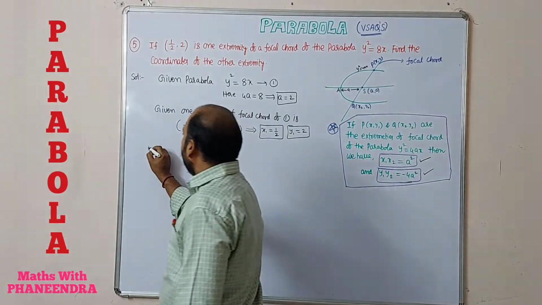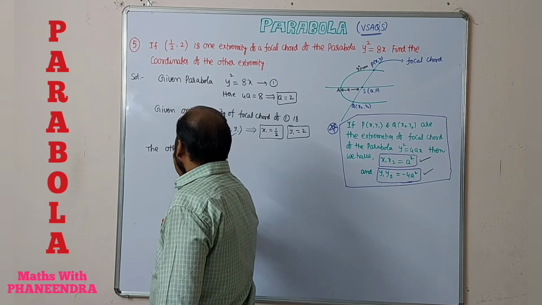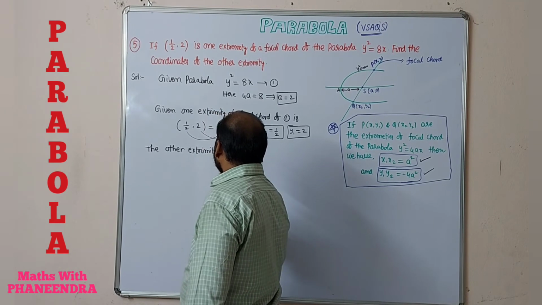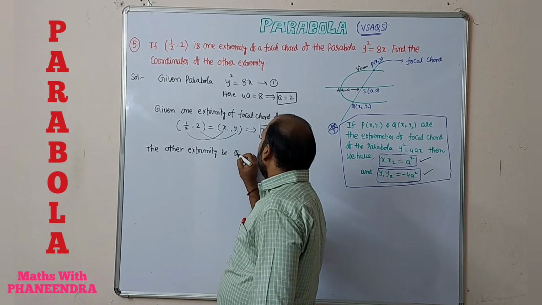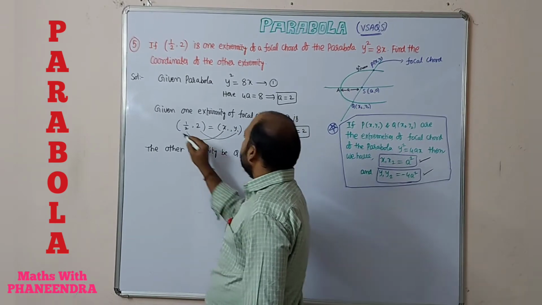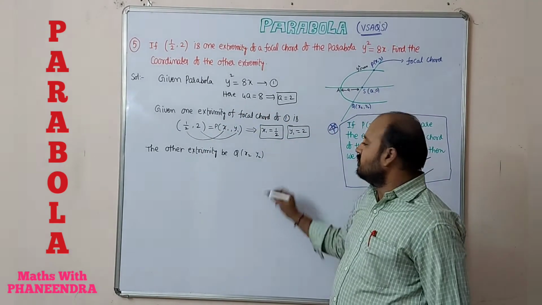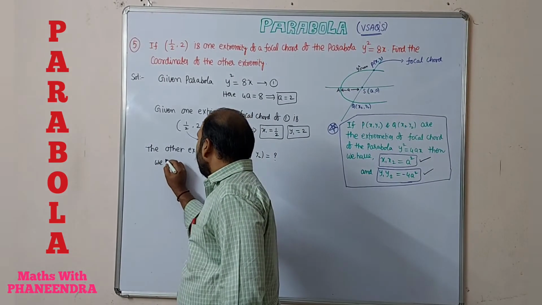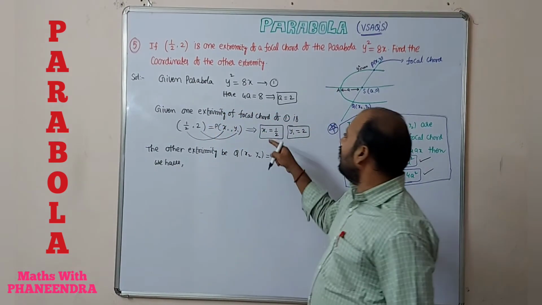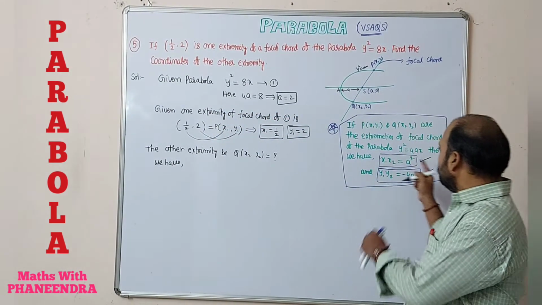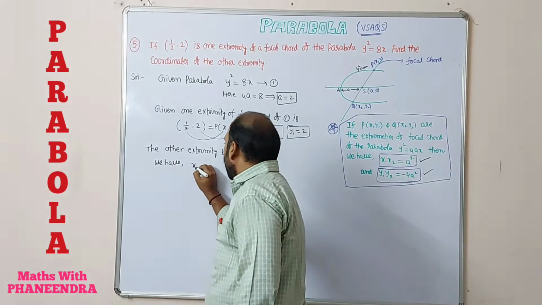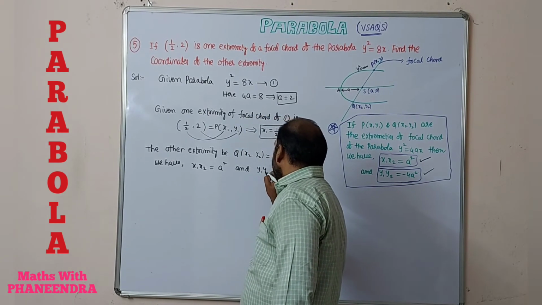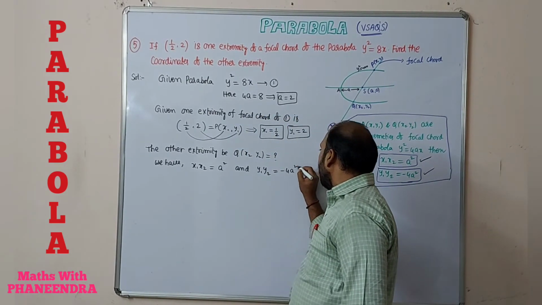Let the other extremity be Q(x2, y2). Obviously this is P(x1, y1). So this result is the question mark. We are going to find it. Whenever the focal chord extremities are x1, y1, x2, y2, this formula we can write here: x1 x2 is equal to a square and y1 y2 is equal to minus 4a square.